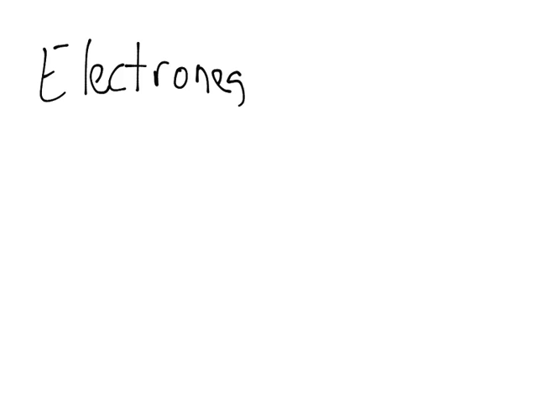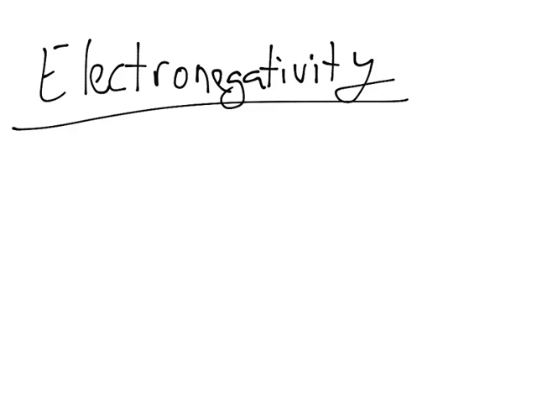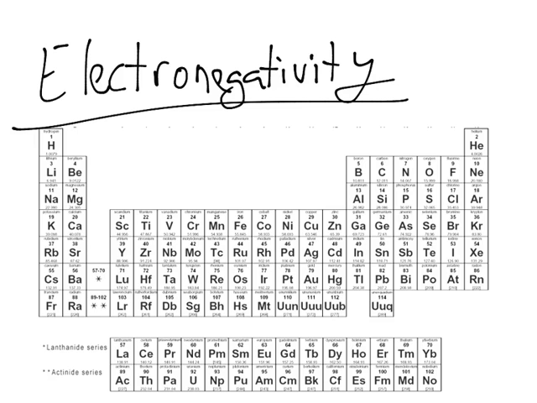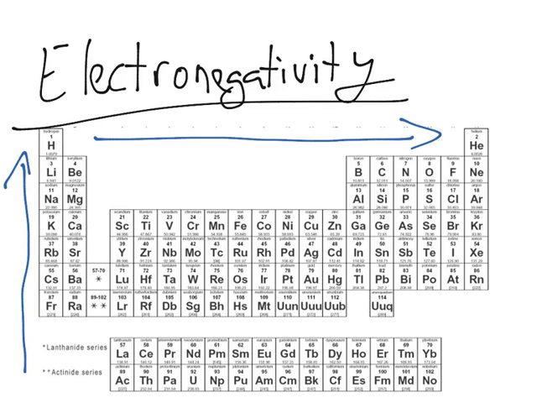In this video, I'll talk about the last periodic trend, and that is electronegativity. Same drill. Electronegativity is there with ionization energy and electron affinity as it increases from left to right and down to up. So, increase.